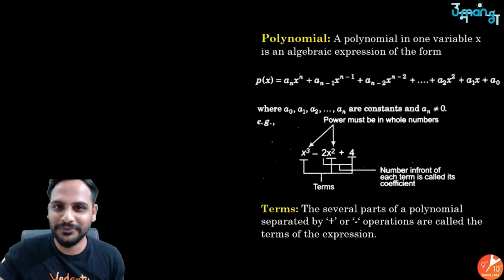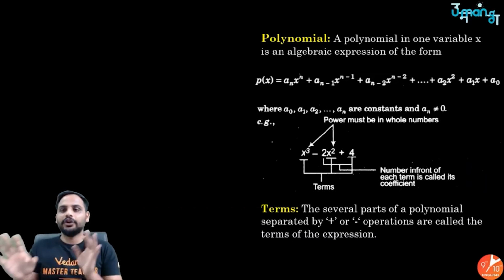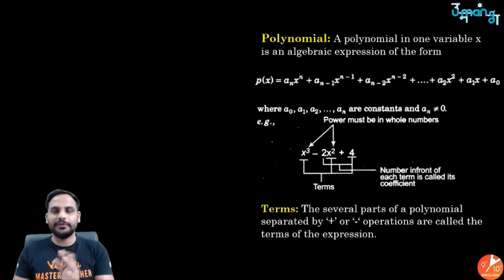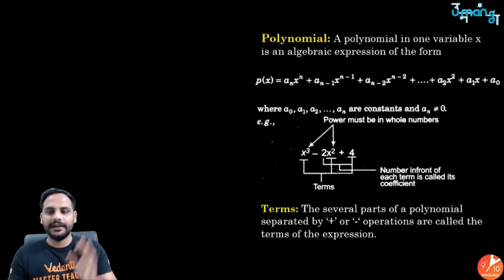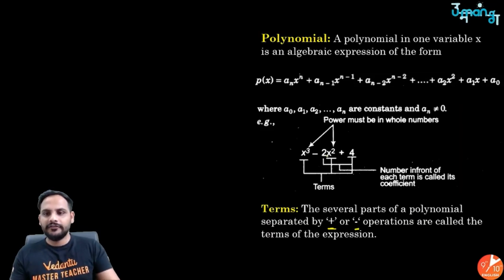Okay, let's move ahead now. So first thing, a polynomial is an expression in a variable. Remember this thing: the terms of a polynomial are separated by positive or negative signs. The variable will be there with some coefficient, and these are called different terms. Power must be a whole number.